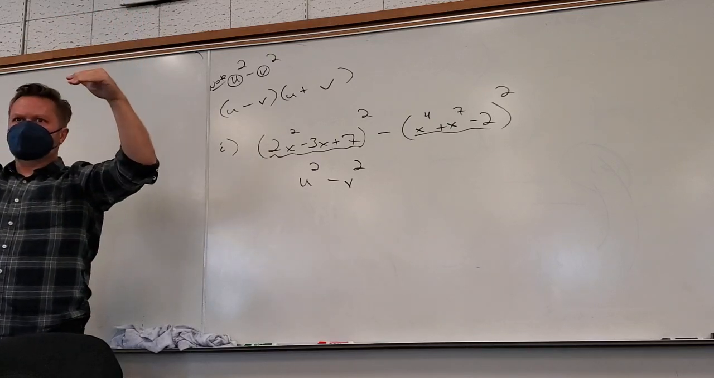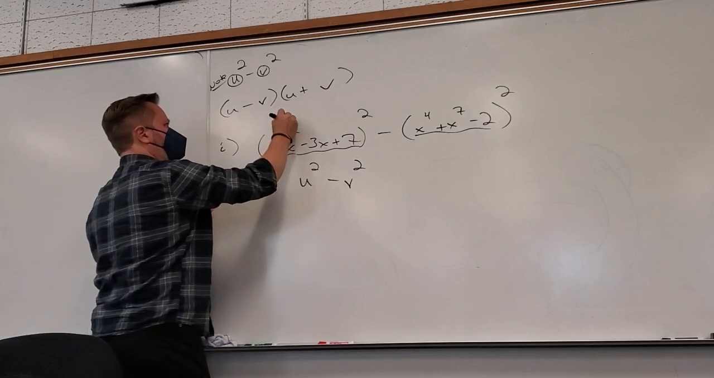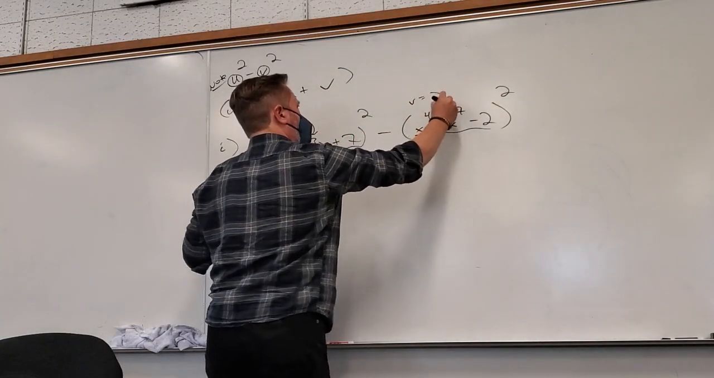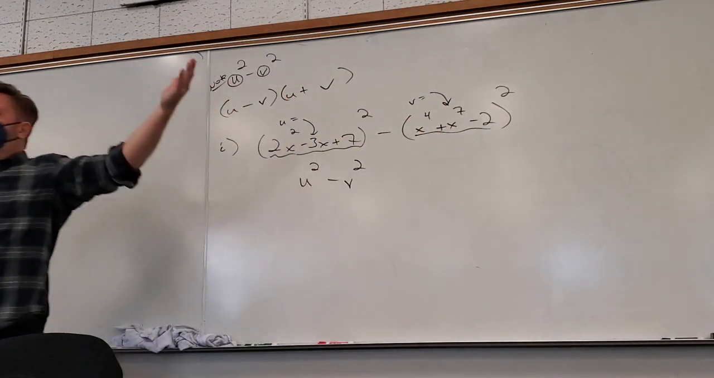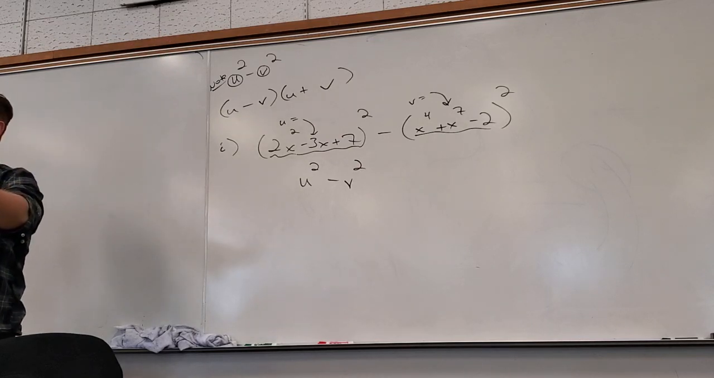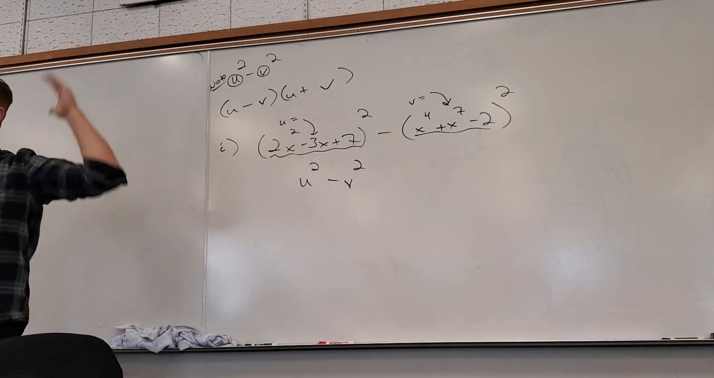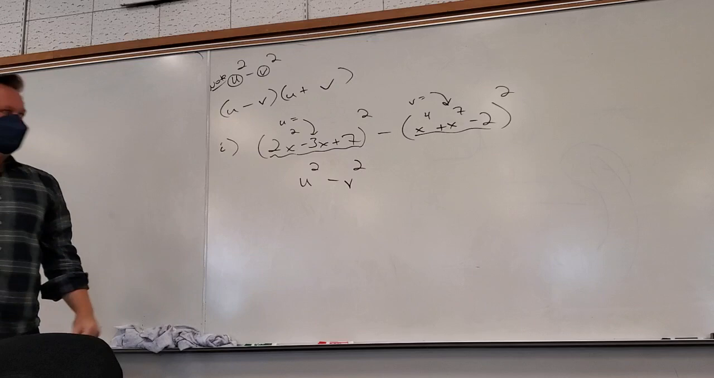Does that make sense? The minute I say U equals that and V equals that, why am I allowed to do that? That's the fundamental idea behind algebra. I got something I don't know, let me call it a letter and work with it, right? So how do I factor this?